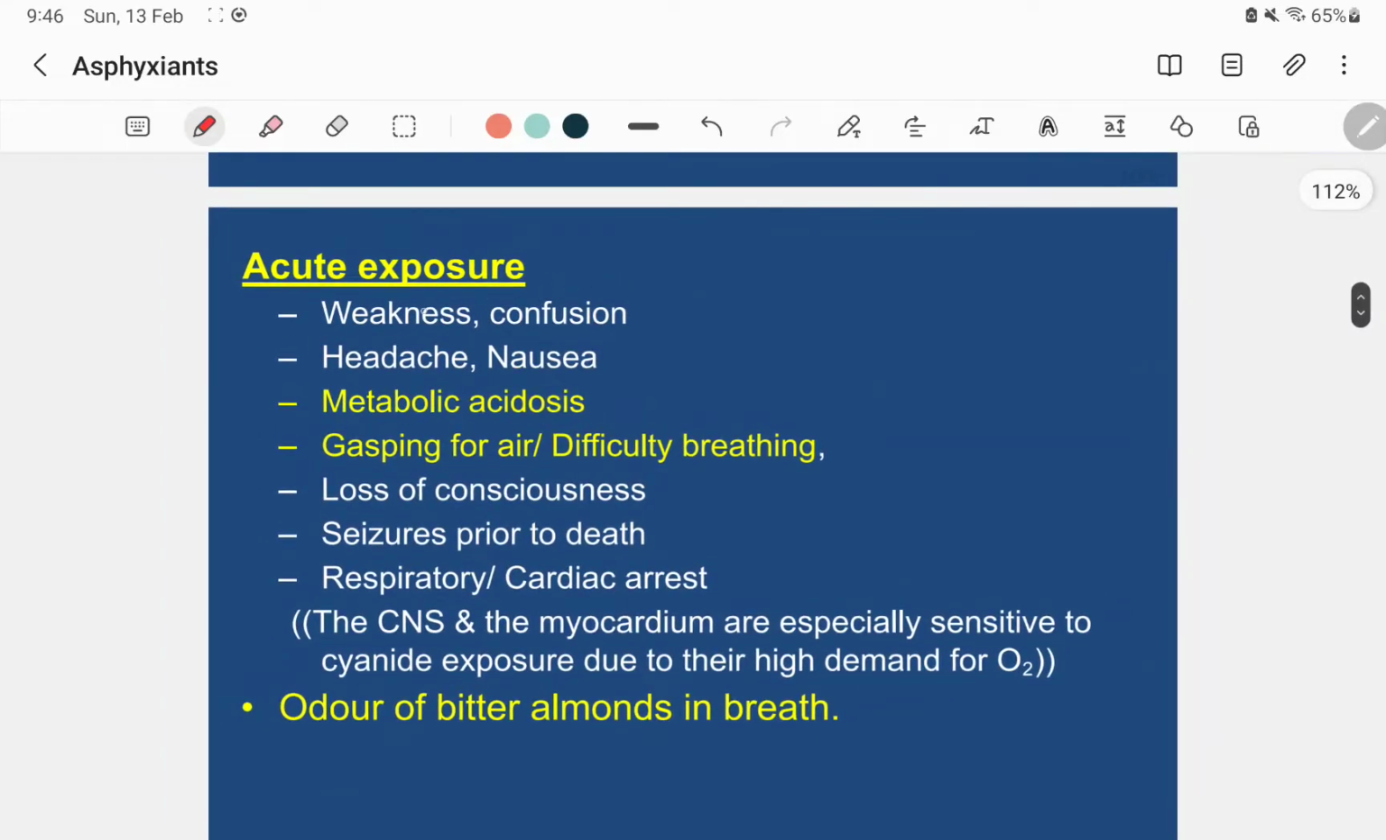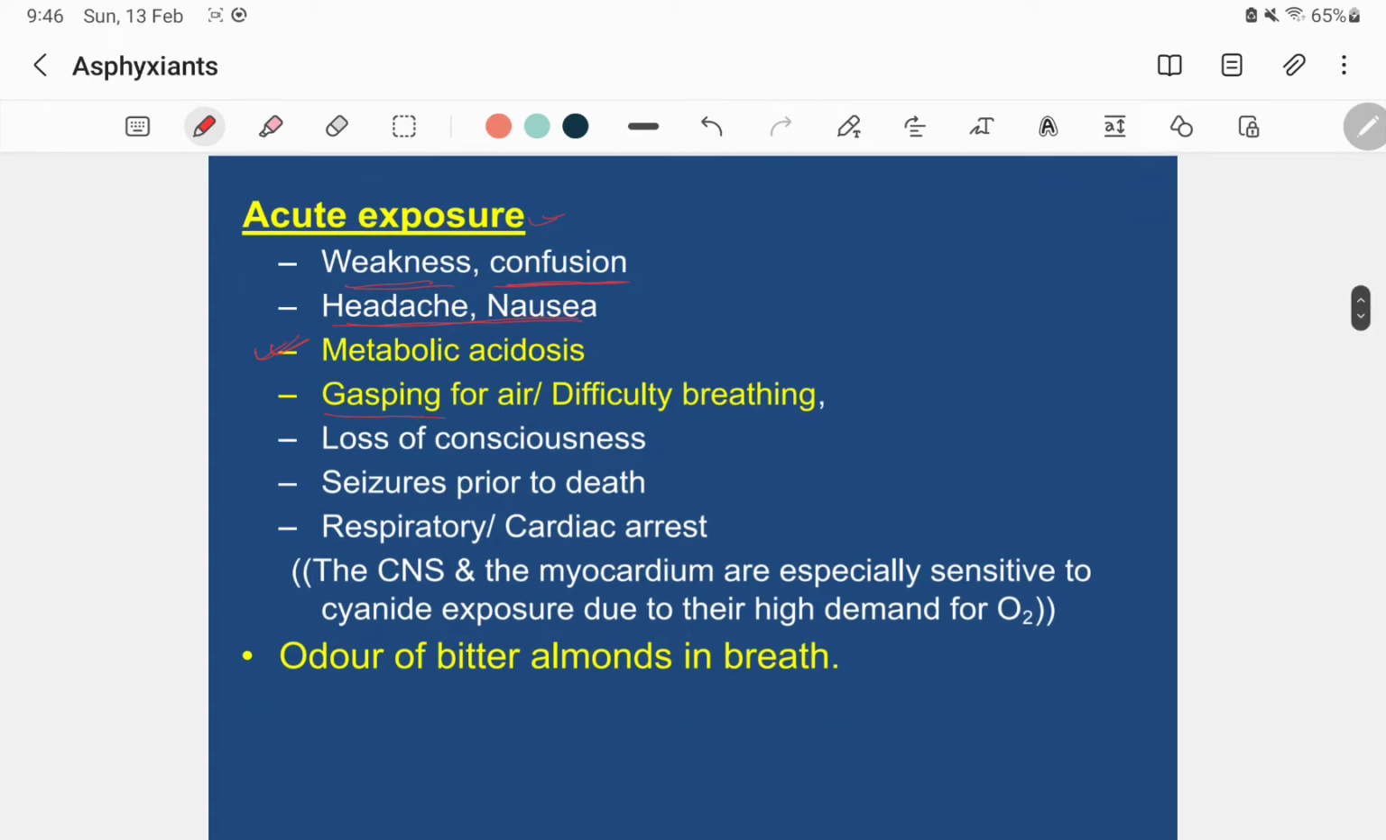So what happens in acute exposure to cyanide? There is weakness, confusion, headache and nausea, and the main thing is metabolic acidosis. Then gasping or difficulty in breathing, loss of consciousness, and seizures prior to death, and then respiratory or cardiac arrest. That is also very important.